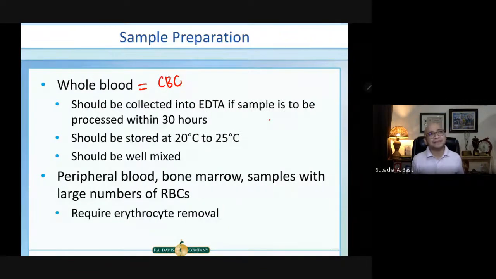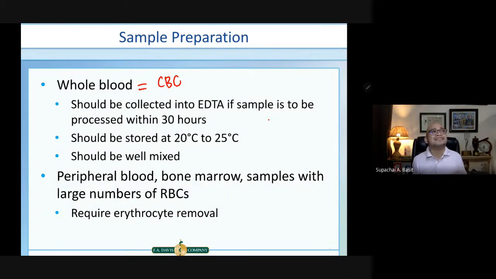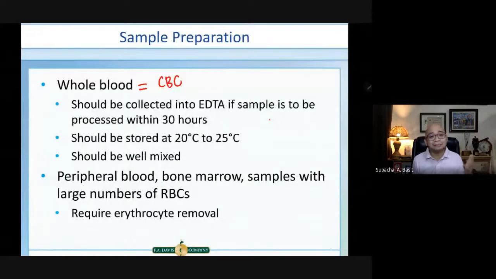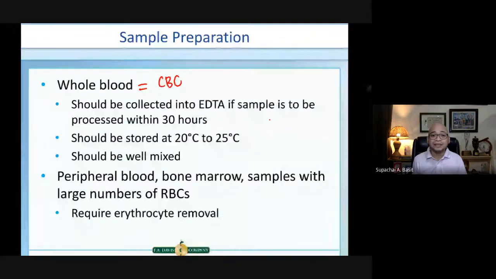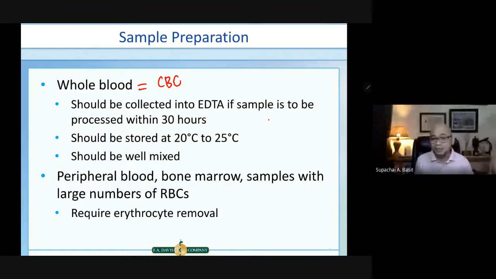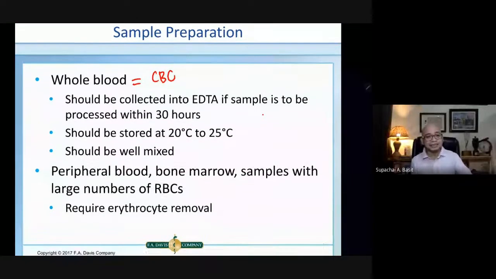Okay, now if you really want to determine the cell surface markers of different WBCs, or of different blast cells, we can still use peripheral blood. For blast cells, especially for the diagnosis of leukemia, we can actually use bone marrow. So if you do not need RBCs, because you really want to study the WBCs, then some techniques would even require erythrocyte removal.